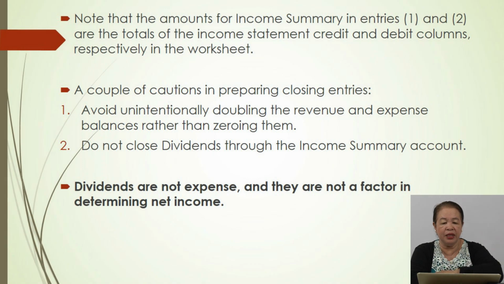The amount of income summary are the totals of the income statement, credit and debit columns, no? Kasi nga summary na siya, no? And then ito yung reminder sa atin, no? Avoid unintentionally doubling the revenue and expense balances rather than zeroing them. Paano siya nagiging double yung revenue and expense balance niya? Pag nagpareho ka na debit sa isang account o nagpareho ka na credit. So, instead na bawas, nadagdag pala.